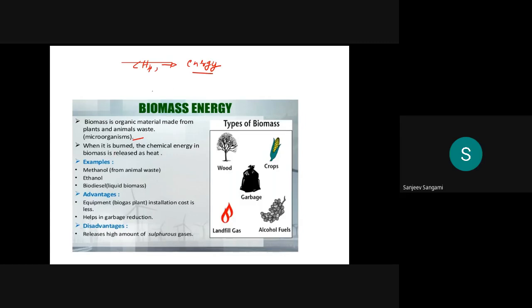Even sometimes if you burn wood, this also acts like a biomass. Then it is going to generate the energy. When it is burned, the chemical energy in the biomass is released as heat. Here you can see that wood is there, crop is there, garbage is there. So if you use all this for decomposing purposes, then you are going to release CH4. Some of the alcoholic fuels and landfill gases also act like that.